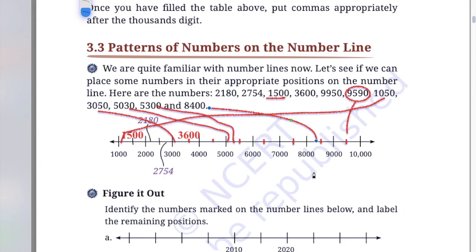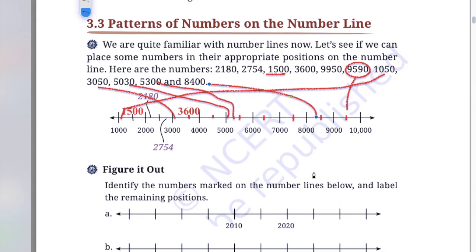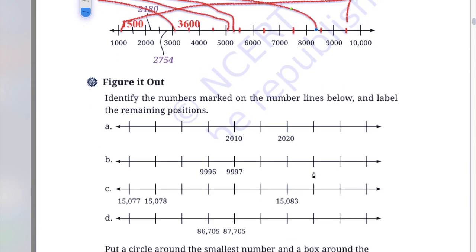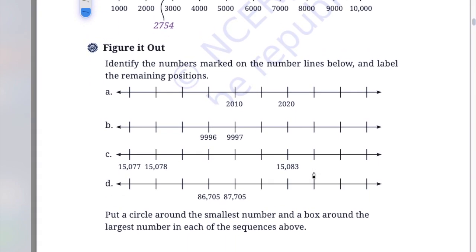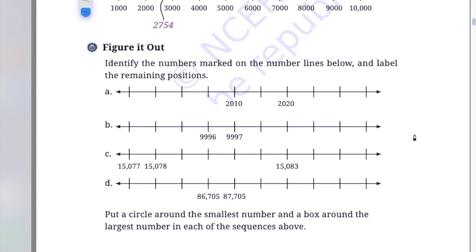Do your work creatively. Now next, we have to do the Figure It Out, page number 59. So we will solve this. Identify the numbers marked on the number lines below and label the remaining positions. So you have to check what the remaining positions are and how much the gap is.